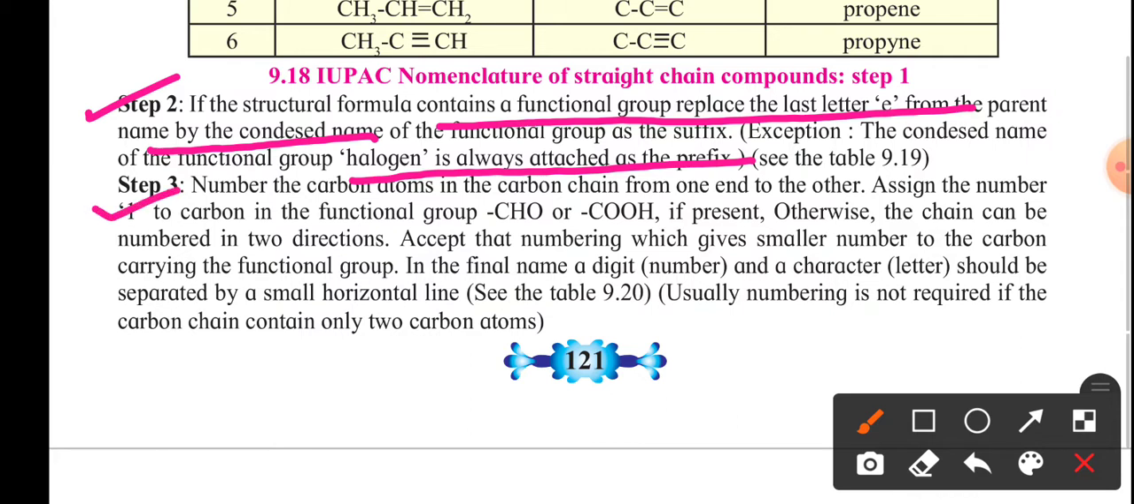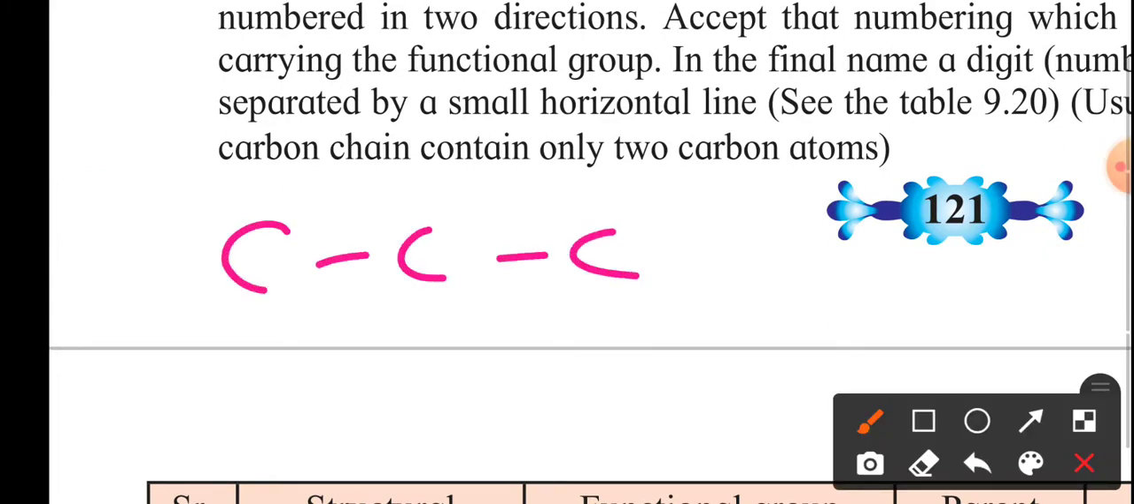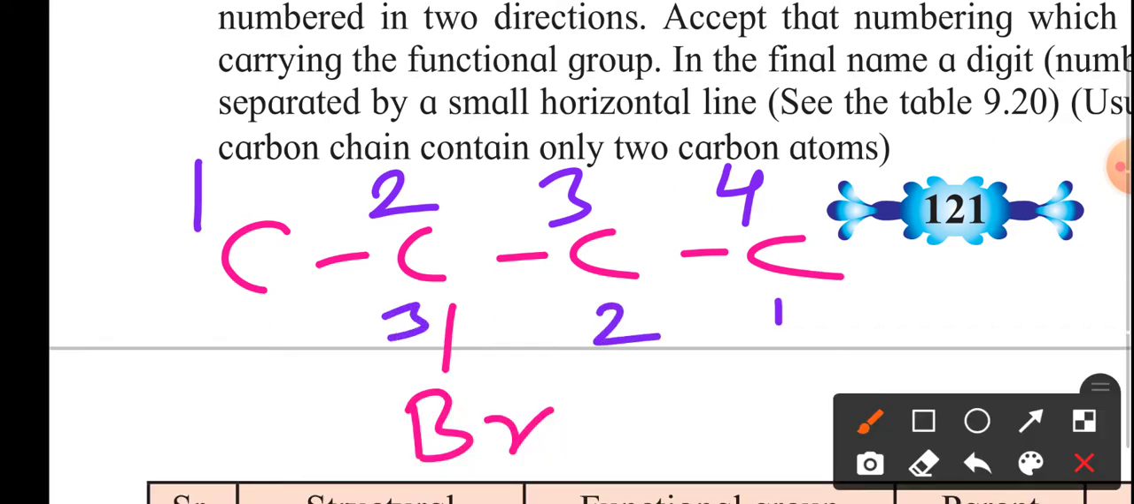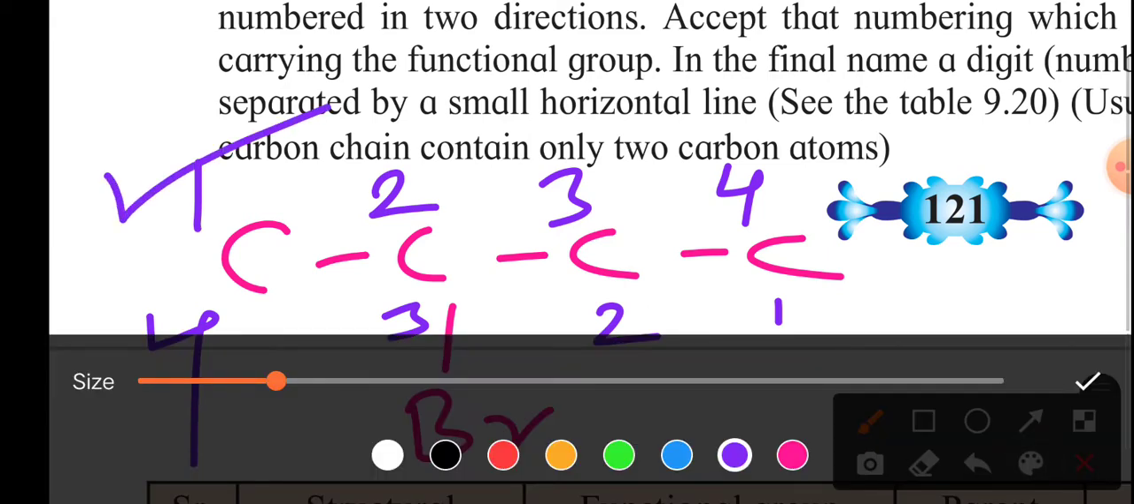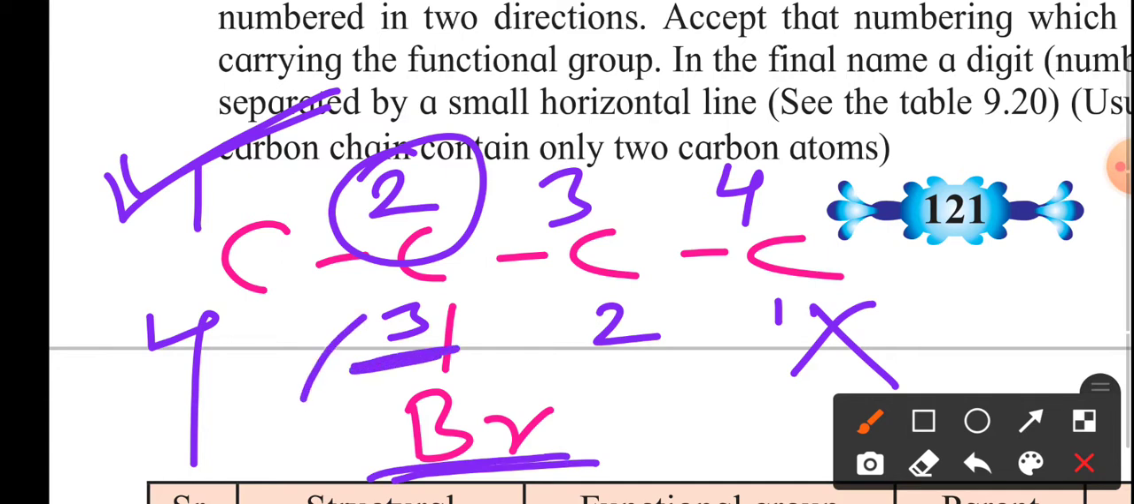Step 3: number the carbon atoms in the carbon chain from one end to the other. Assign numbers in 2 directions, and accept the numbering which gives a smaller number to the carbon carrying the functional group. Suppose I have a carbon chain like this, and here bromine, one of the halogens, is attached. Two ways are there to number it. One is 1, 2, 3, 4. Another way is to number it as 1, 2, 3, 4 from the other end. We will accept the first case, not this one. Why? Because in the first the number for the bromine is 2, and in the other it is 3, so we have to select the smaller number. So the first case will be accepted.